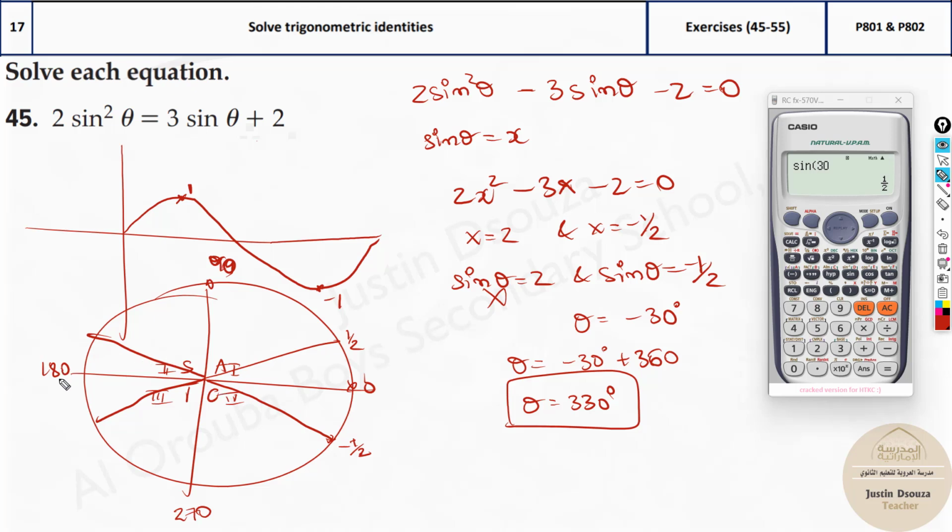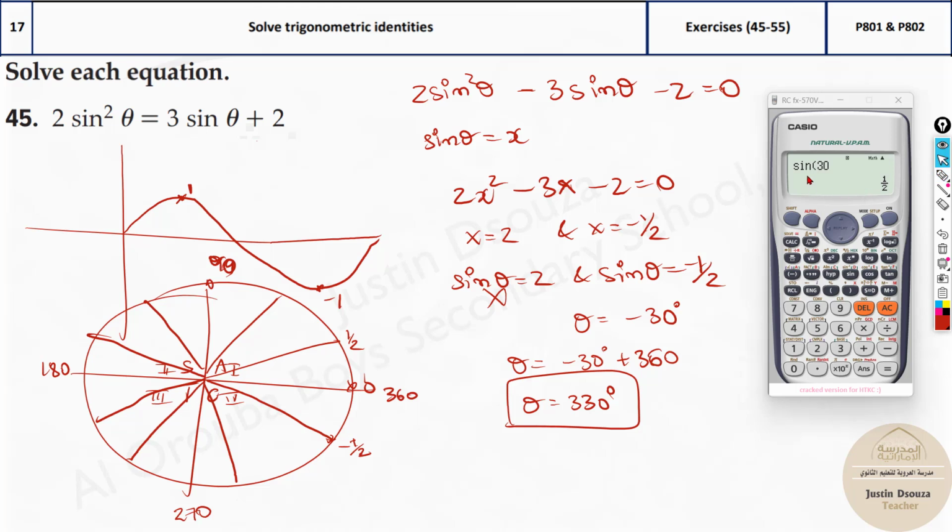Now this one will be 150, that is 180 minus 30. The unit circle is always at a span of 30. So this is 30, 60, 90, 120, 150, 180. This will be 210, 240, 270. Then here we have 300, 330. And again, we go back to 0, that is 360 degrees. This is the unit circle.